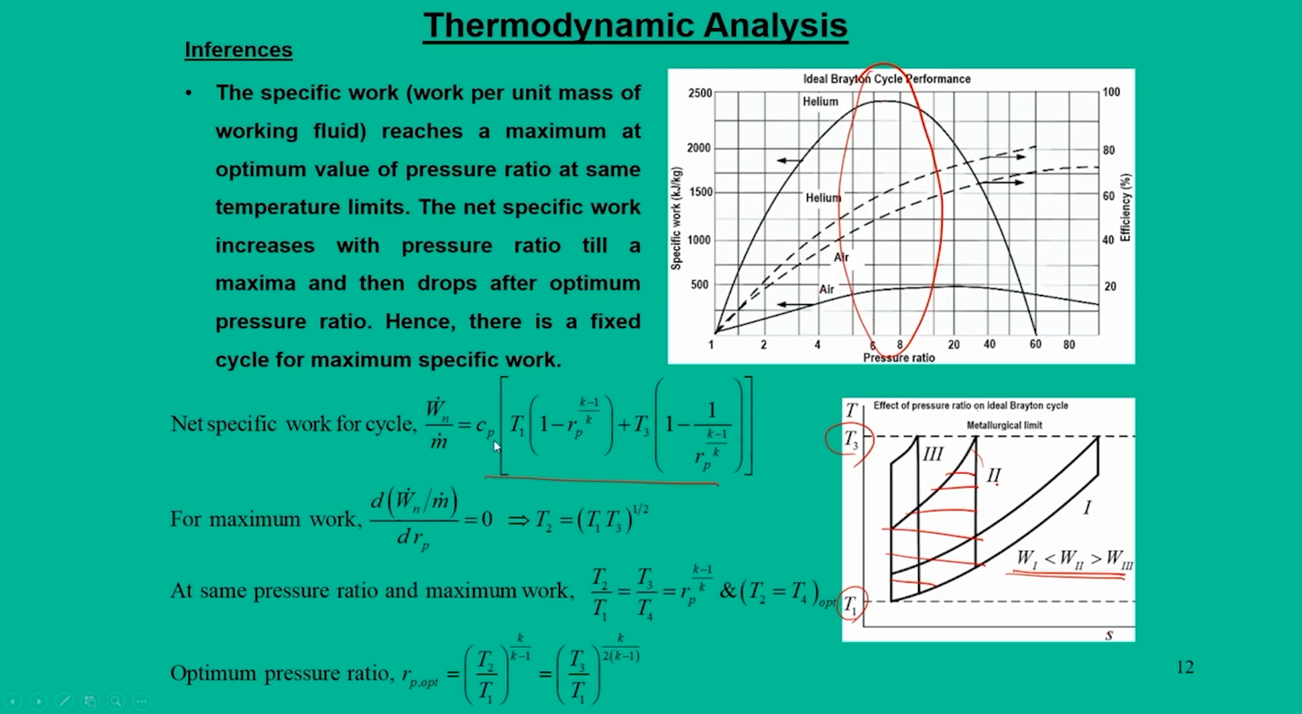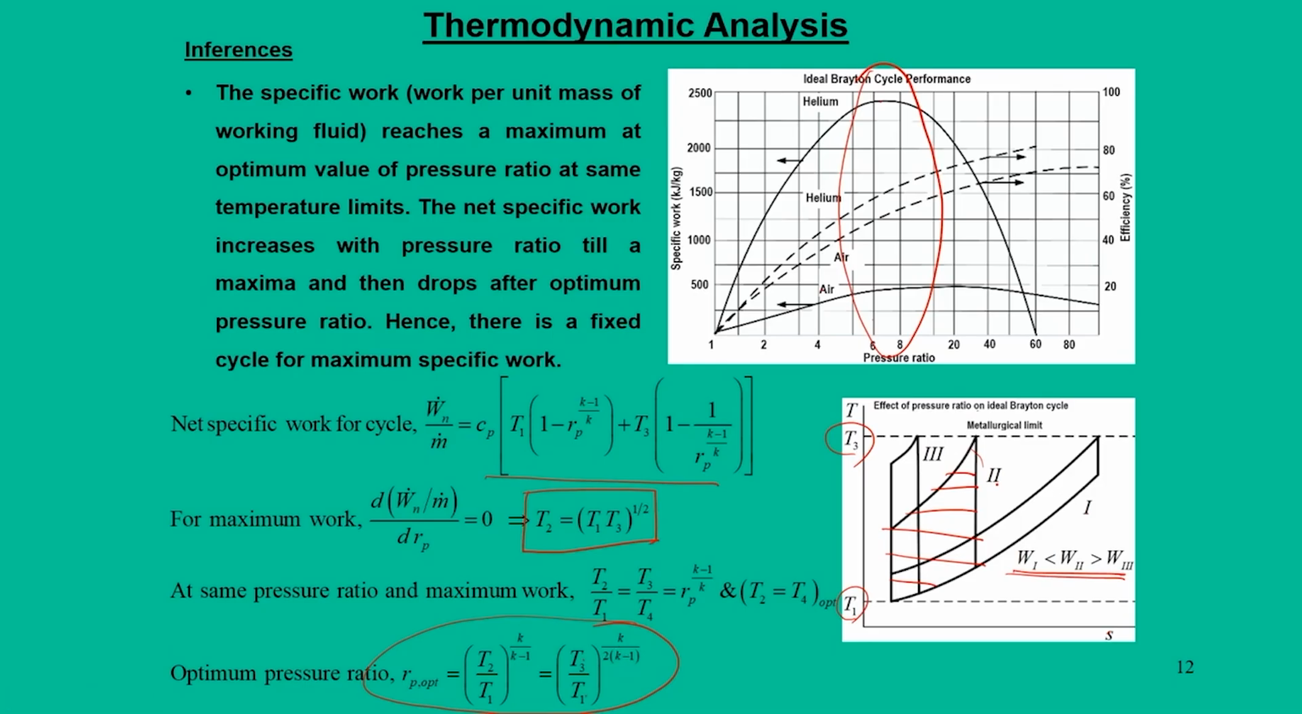be obtained by differentiating with respect to pressure ratio, and it turns out to be a condition like T2 is equal to T1 into T3 to the power half. So based on this we arrive at the expression for optimum pressure ratio, Rp optimum, which is a function of maximum temperature and minimum temperature to the power k by twice into k minus 1.